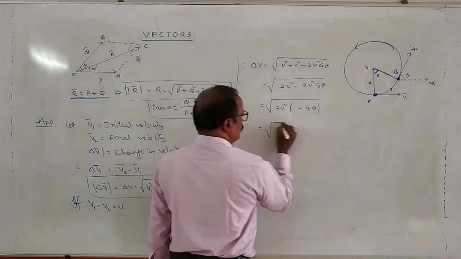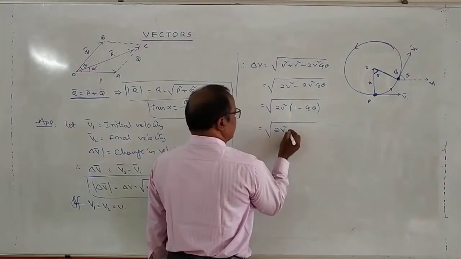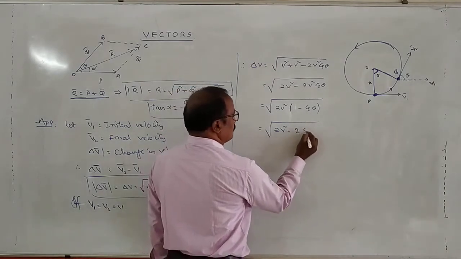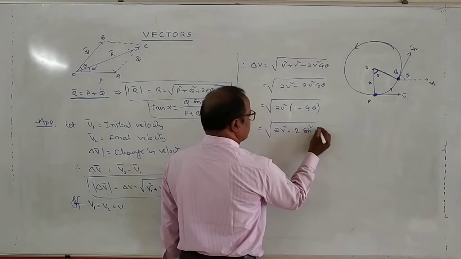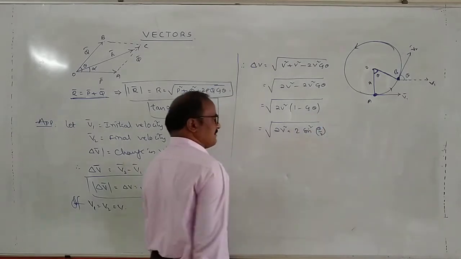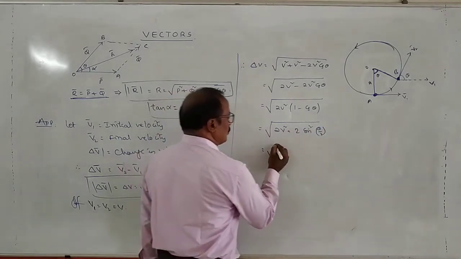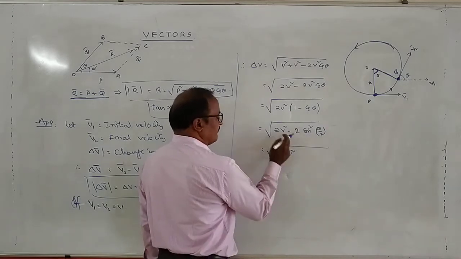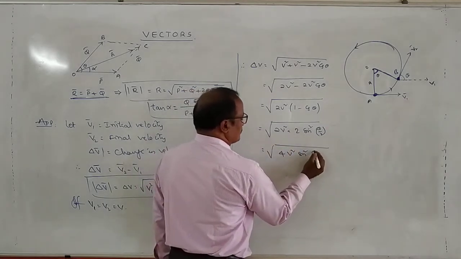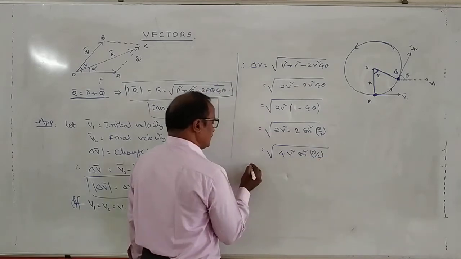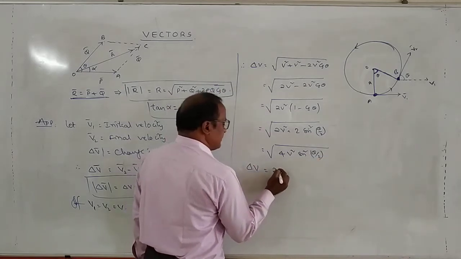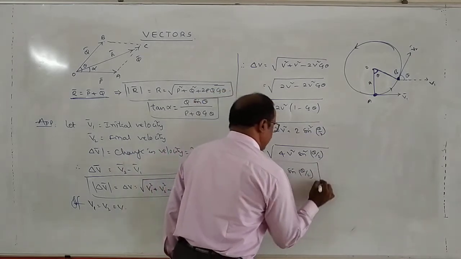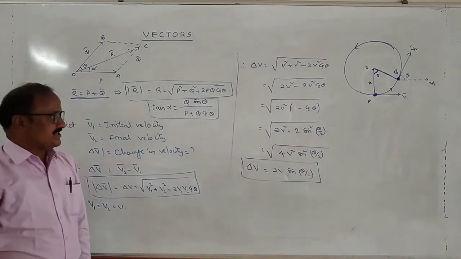This is equal to root over 2v square into (1 minus cos theta), and 1 minus cos theta is equal to 2 sin square theta by 2. This is the trigonometric formula. That is root over 4v square sin square theta by 2, or delta v is equal to 2v sin theta by 2. This is the formula for the magnitude of change in velocity.